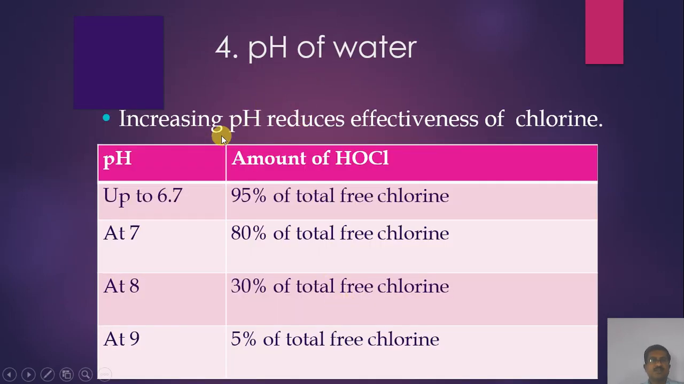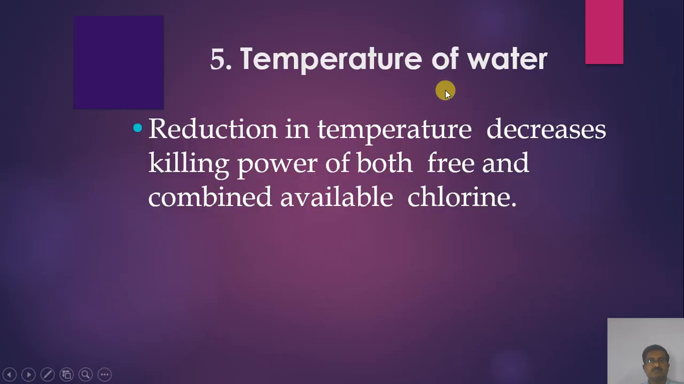Fourth one is the pH of water. Increasing pH reduces effectiveness of chlorine. This table shows pH and the amount of hypochlorous acid, HOCl. At pH 6 to 6.7, 95% of total pre-chlorine. At 7, 80% of total pre-chlorine. At pH 8, 30%, and at pH 9, 5% of total pre-chlorine. So it shows that increasing pH reduces effectiveness of chlorine.